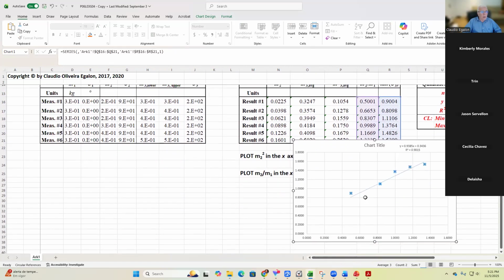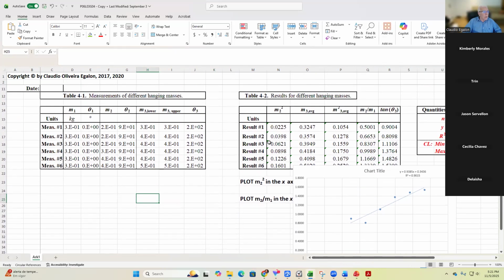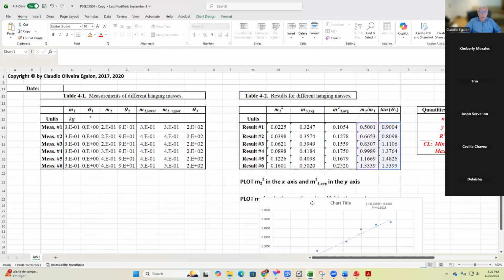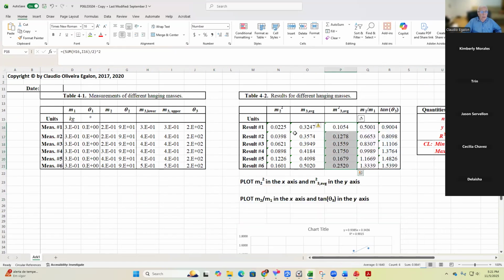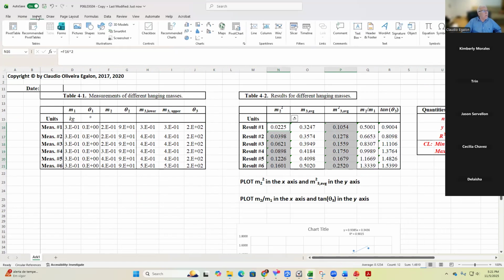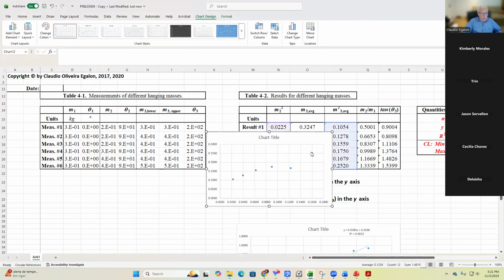Okay, so here we go. I'm gonna plot the first one. That's the second one. The first one is this one and this one. Insert, chart, scatter. Did you get something like that? Yes, that's what mine looks like. Yeah, we have an outlier here.